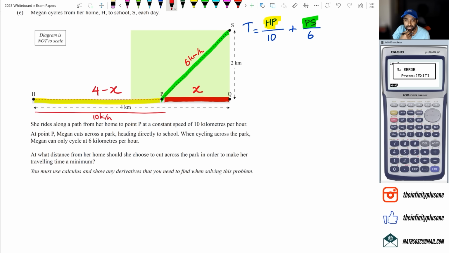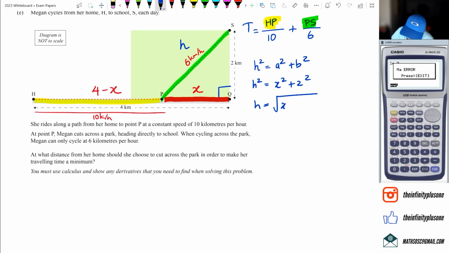Next is coming up with an equation for the green line, which is PS. Now, what we've got here is a right angle triangle, which means the green line is the hypotenuse. So if that's the case, then we could say H squared is equal to A squared plus B squared. H squared is equal to X squared plus 2 squared, and then H is equal to the square root of X squared plus 2 squared. Or in other words, we can say square root of X squared plus 4. This is what the green part is worth. And the 4 minus X is the yellow part.